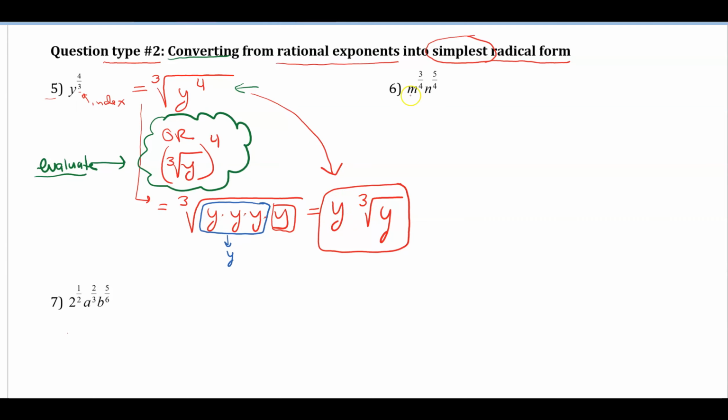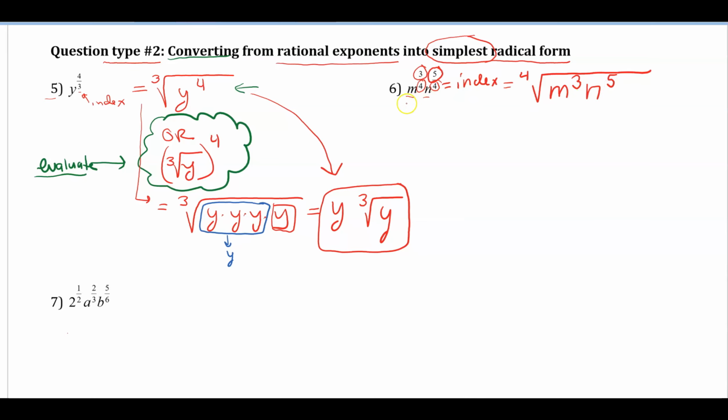Now in example 6, you can see we have 2 different bases. One is m, the other one is n, but they have matching indexes of 4. They're both raised to rational exponents with the same denominator, which is going to be the index. So these variables and powers are going to go underneath a 4th root sign. So it's the 4th root because both of the denominators are 4. And then the exponent for m will be 3, so it'll be m to the 3rd. And the exponent for n will be 5, n to the 5th.